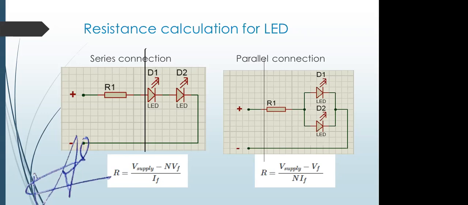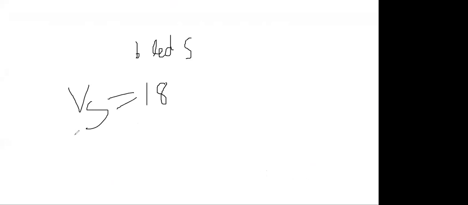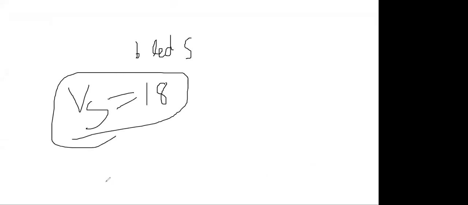So let me suppose I'm giving you a few more hints. Let's see. Okay, so over here you can see it. I'm going to make a circuit, just suppose, for 6 LEDs in series. The supply voltage, V supply, I'm going to take as 18 volts. All other parameters are the same. Now you have to tell me the R value. What will be the value of R when 6 LEDs are in series?